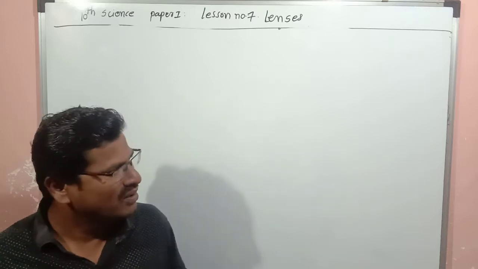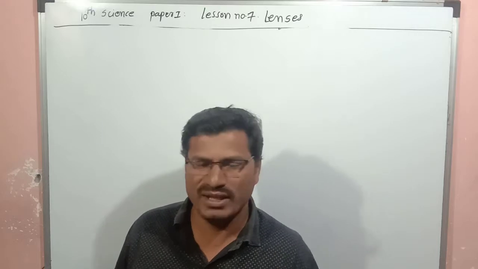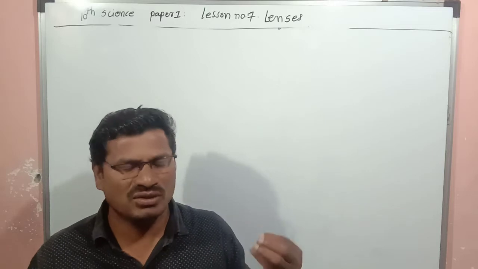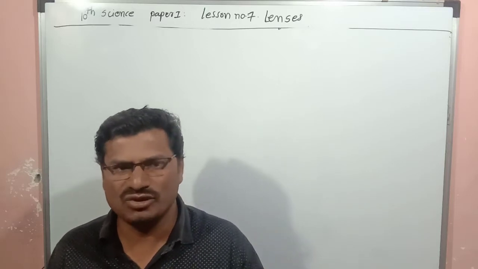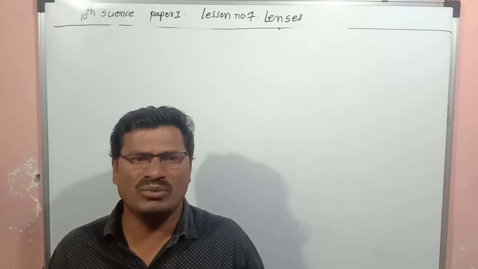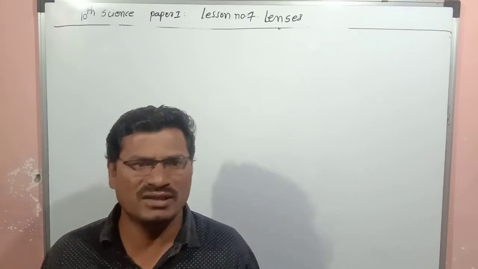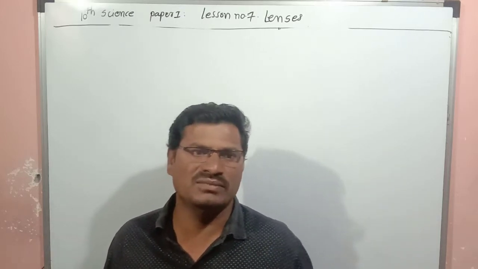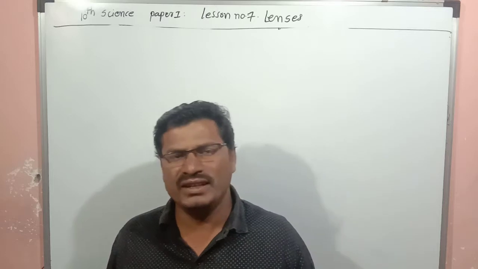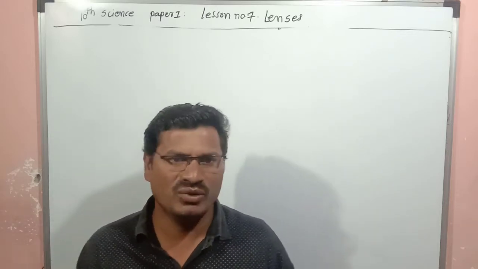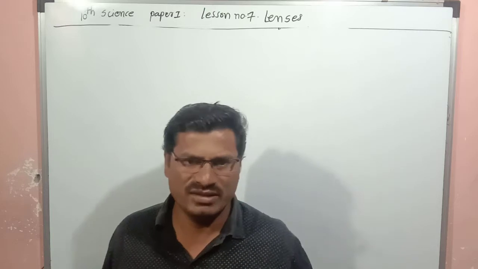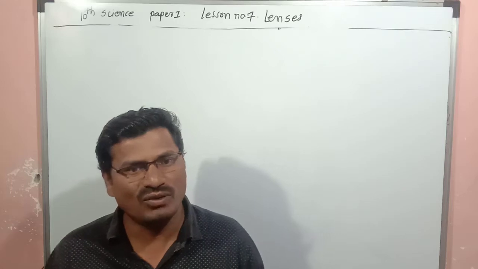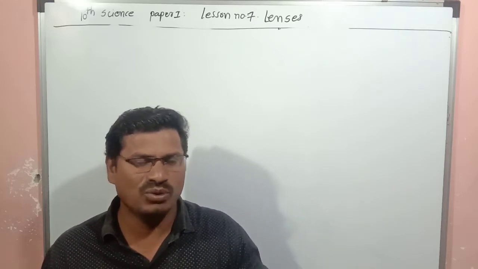But before this, you should know one thing: what is the size of the human eye, or the size of the eyeball? The eyeball is spherical in shape. Its diameter is about 2.4 centimeter. The eye lens can change its focal length, and we can see objects at different distances. Whether the object is nearby or far away, we can see it clearly by changing the focal length.